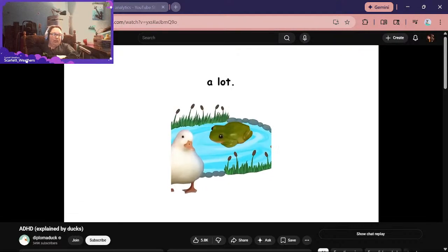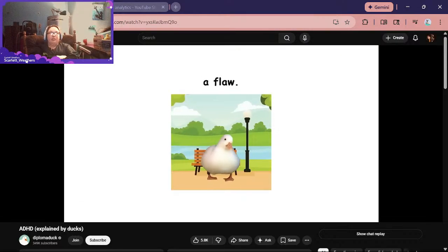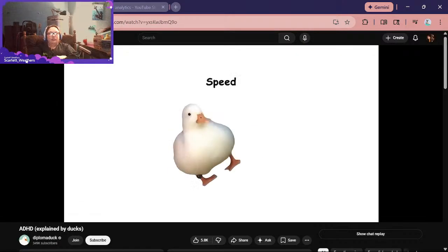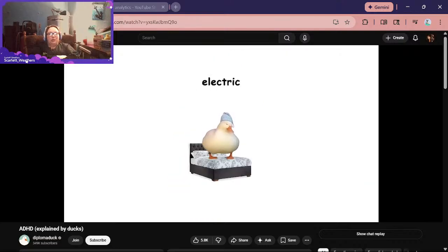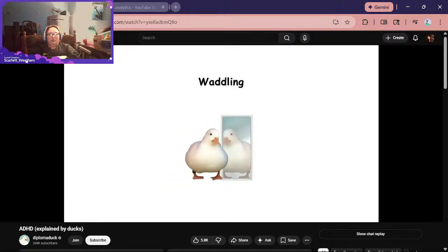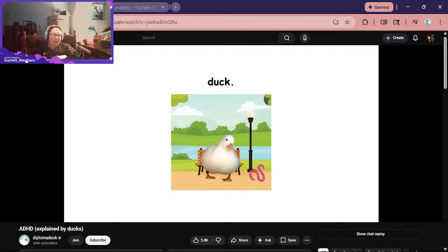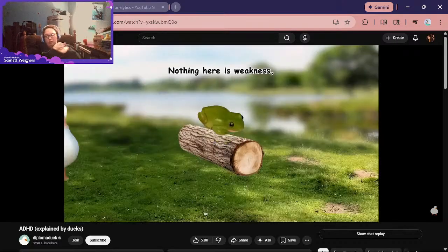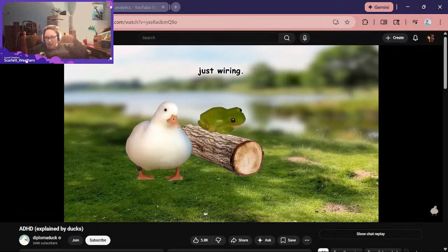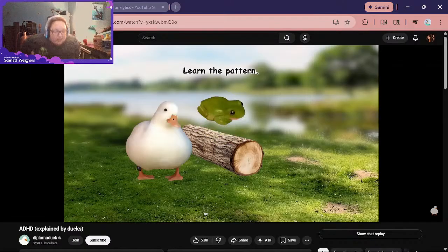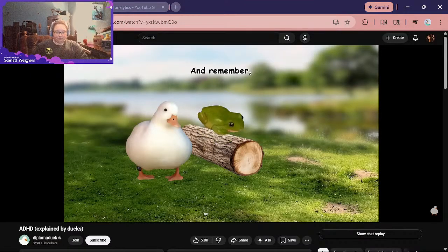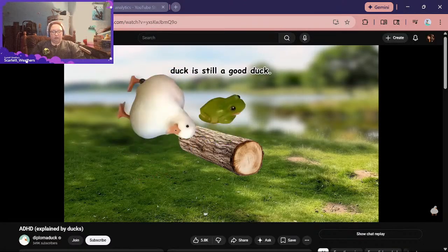They argue a lot. ADHD is not a flaw. It's fire and fog, speed and softness, exhausting and electric. Duck is learning, waddling forward, still a good duck. Always a good duck. Nothing here is weakness, just wiring. Learn the pattern, use the pattern. And remember, duck is still a good duck.